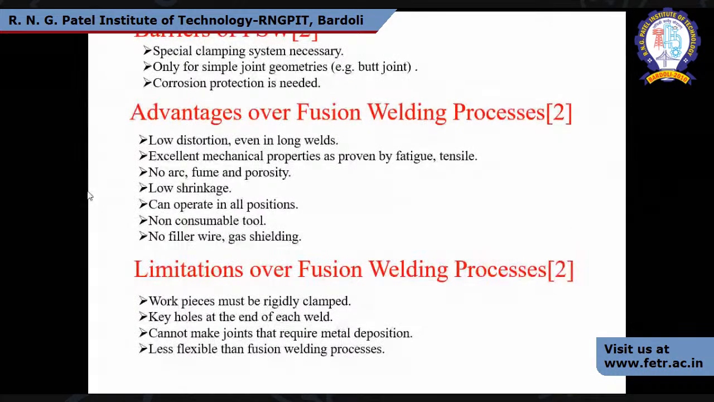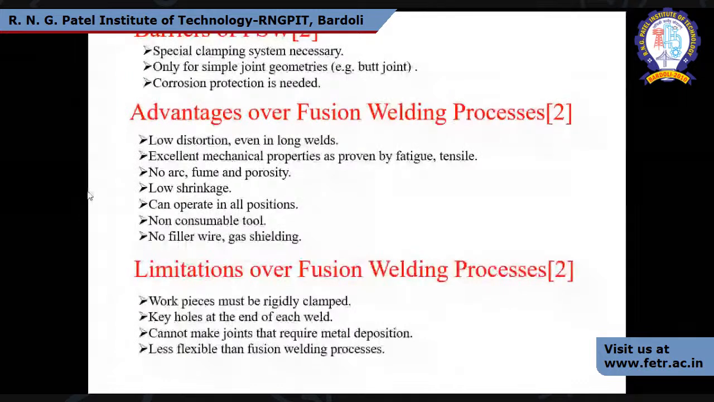The second one is the excellent mechanical property, as proven by the fatigue and the tensile tests. So we can get a good tensile property, no arc, no fume, no porosity, and low shrinkage. The shrinkage defect we cannot find compared to the other welding processes. It can operate in all positions as per the requirement. The tool is also non-consumable, which is one of the most important parameters that affects the cost of welding. No filler wire or gas shielding is required for this process. So these are the advantages of friction stir welding compared to the other fusion welding processes.